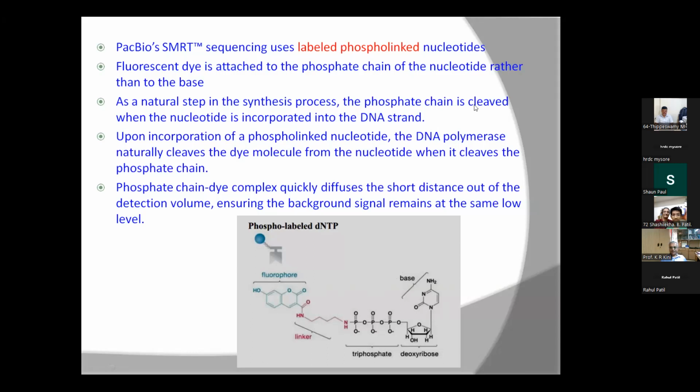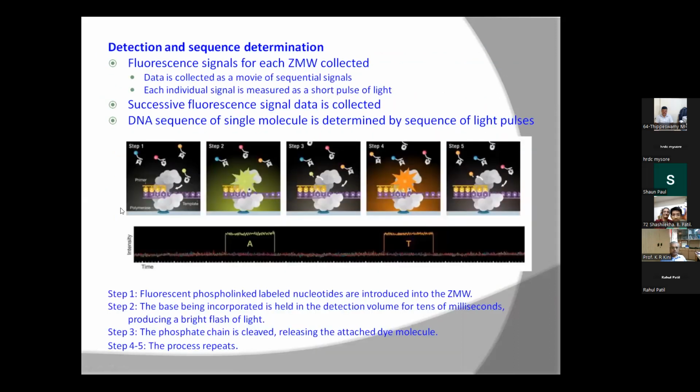Okay, so the phosphate chain is cleaved from the incorporated DNA. So upon incorporation of a base, the DNA polymerase cleaves the dye and the phosphate chain. And this dye phosphate chain quickly diffuses a short distance out of the detection volume, ensuring the background remains at the same low level. So this is how it happens. You have the DNA polymerase, which is immobilized. Then the single-stranded DNA template is added, attached to that, and the dNTPs, each with different colors, they bind.